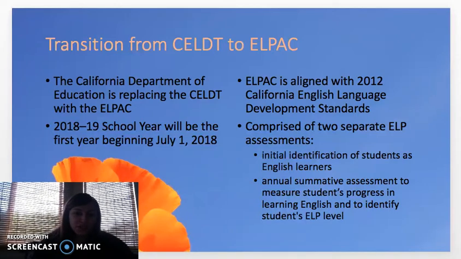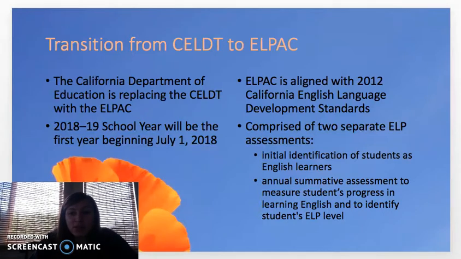So the California Department of Education is replacing the CELDT with the ELPAC, and it will be enacted in the 2018-2019 school year. So we just finished, or some districts are currently finishing, the 2016-2017 school year. Next year will be 2017-2018, and the year after that will be 18-19. So in 2 more years, we will have this transition completed, and the 2018-2019 school year will be the first year, beginning July 1st, that it will be active, and that'll be it. There won't be any more CELDT.